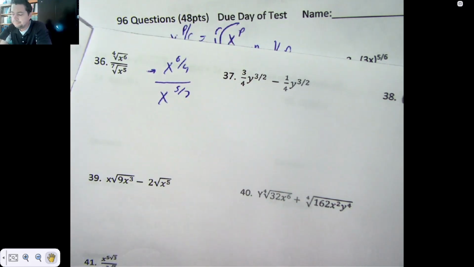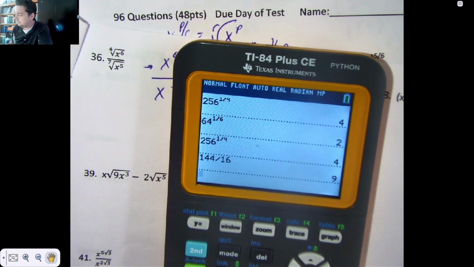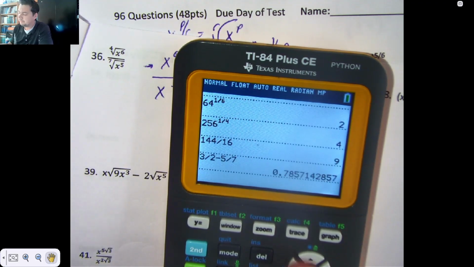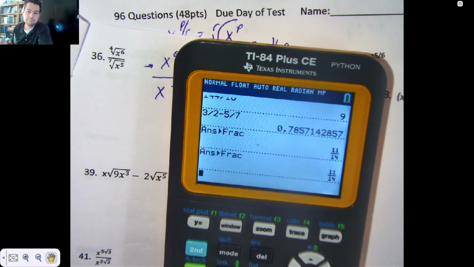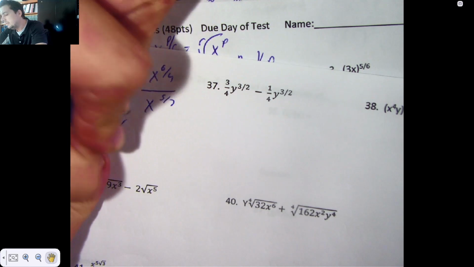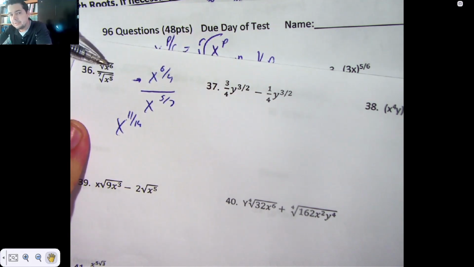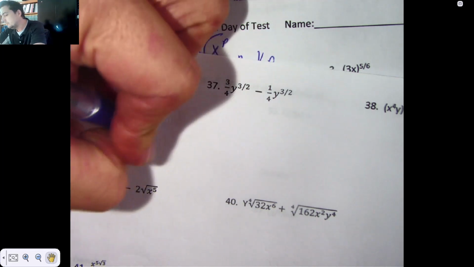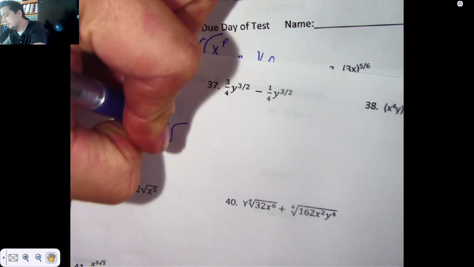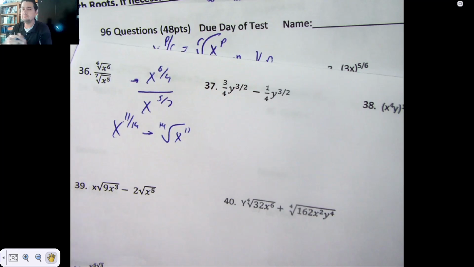Now, what you can do is you're going to subtract 5/7 from 6/4. That's what you're going to do. You're going to take 6/4, which is 3/2, and you're going to take away your 5/7 back as a fraction, 11/14. This becomes x to the 11/14. Now this thing started as a radical. Your answer is supposed to be a radical. This is the 14th root of x to the 11th power.